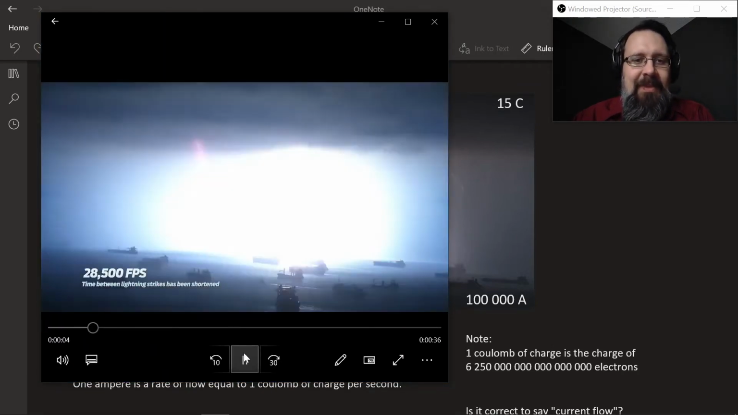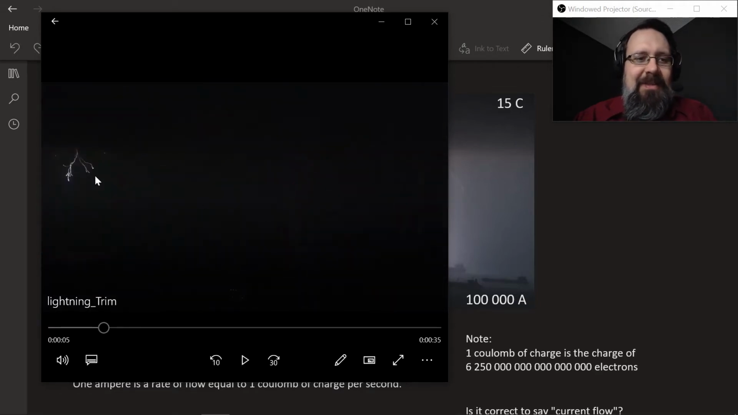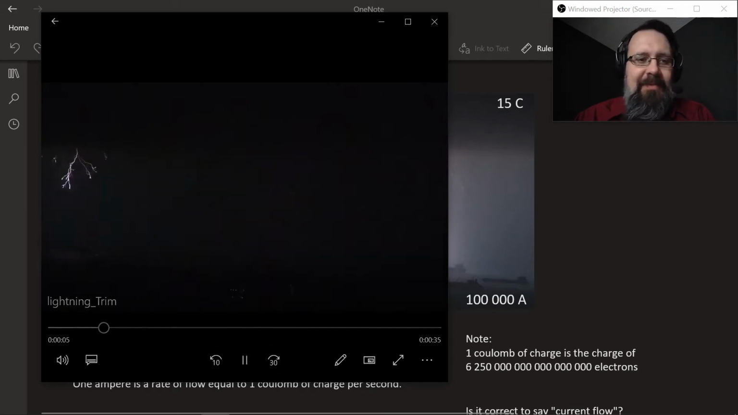I've got to give props for this. This is from the YouTube channel called the Slow Mo Guys. This is a slow motion video of a bunch of lightning strikes that they recorded down in Florida. I'm just going to let this play.